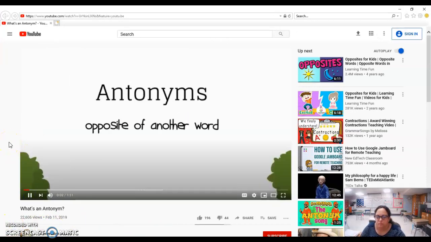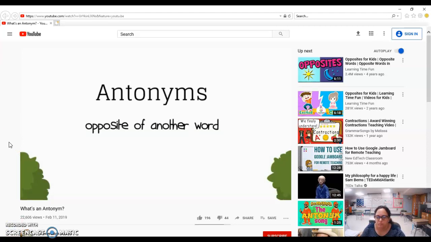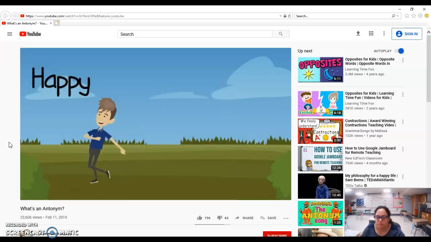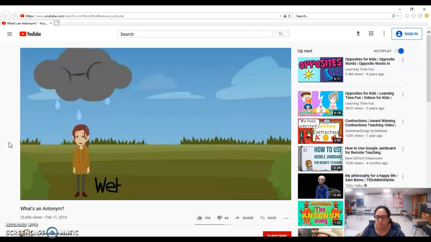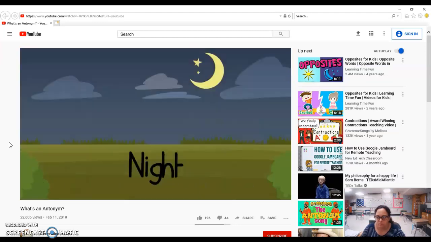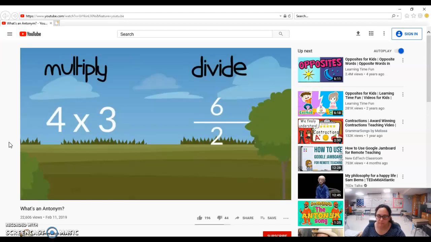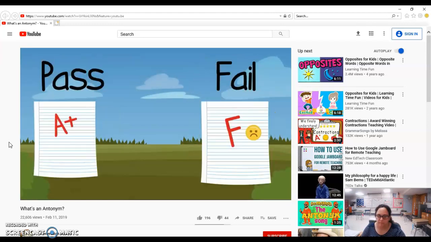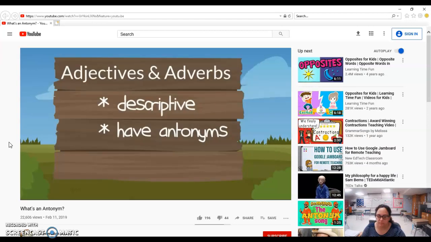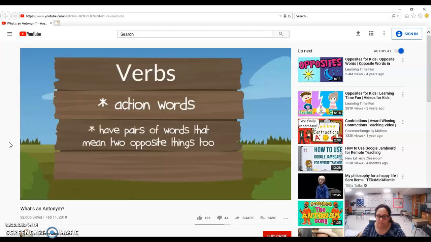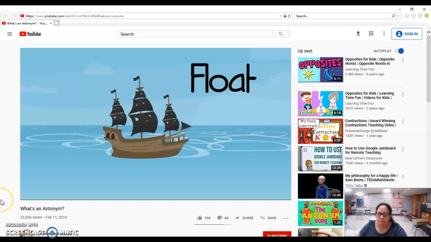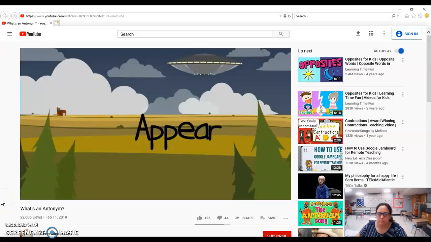Antonyms. An antonym is a word that means the opposite of another word. Some examples of antonyms include happy and sad, big and little, wet and dry, up and down, day and night, hot and cold, young and old, in and out, add and subtract, multiply and divide, before and after, even and odd, pass and fail. Many adjectives and adverbs, that is, descriptive words, have antonyms. Many verbs or action words do as well. That is, pairs of words that mean two opposite things, to do or not do something, such as win and lose, wake and sleep, float and sink, ascend and descend, appear and vanish.